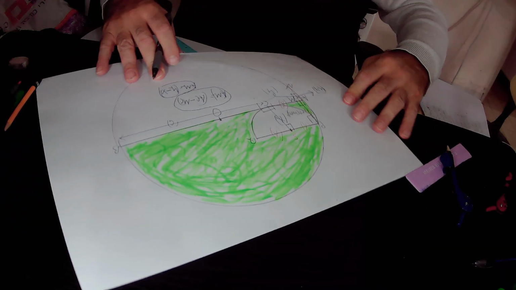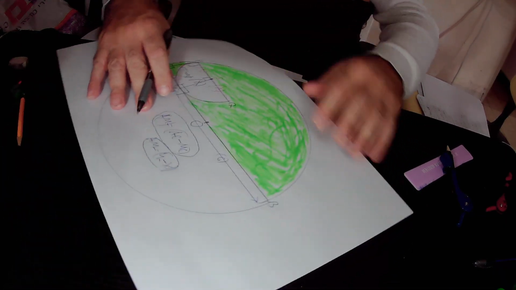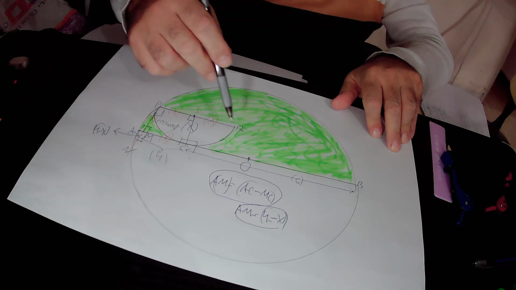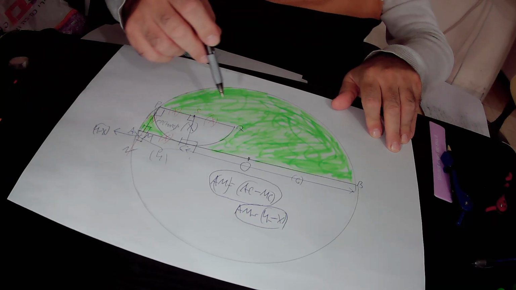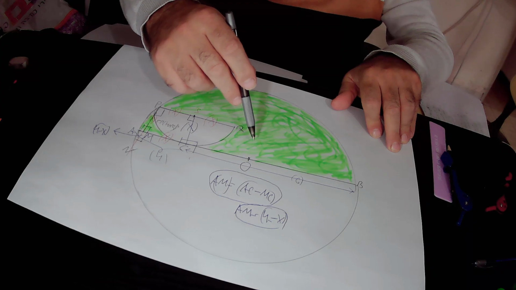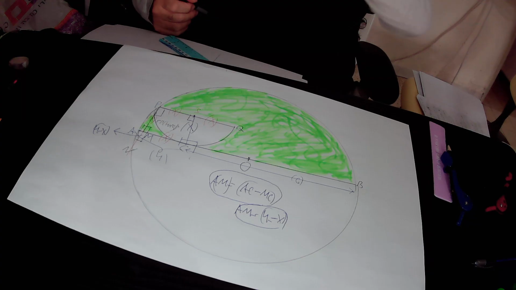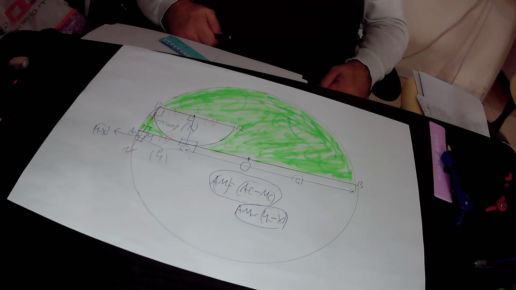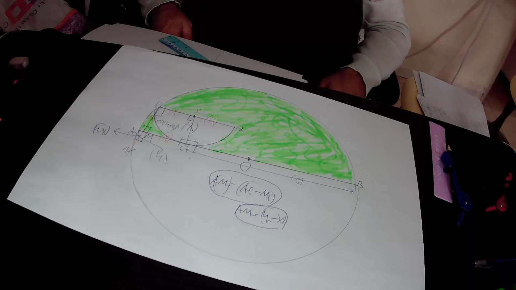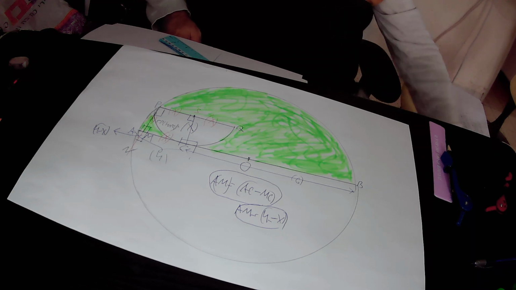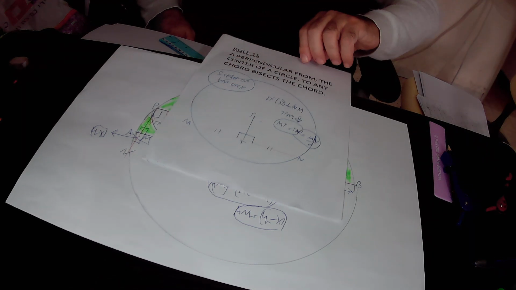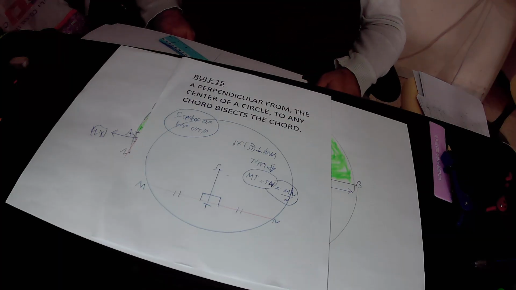We know that point O is the center of this big semicircle. From point O we have perpendicular OM on chord Pn. And according to rule 15, a perpendicular from the center of a circle to any chord bisects the chord.